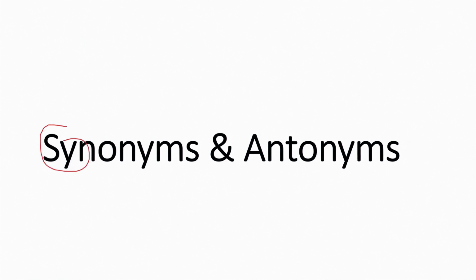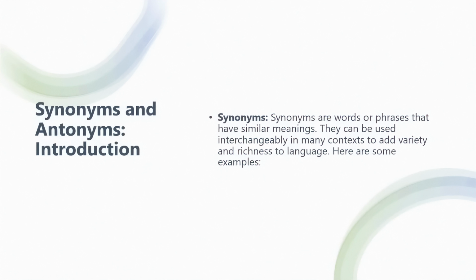Synonym: similar. Antonym: anti, different. So let's talk about synonyms and antonyms. Let's start with the definition. Synonyms are the words or phrases that have similar meanings. They can be used interchangeably in many contexts to add variety and richness to language. Here are some examples. These are the words that have interrelated meanings.